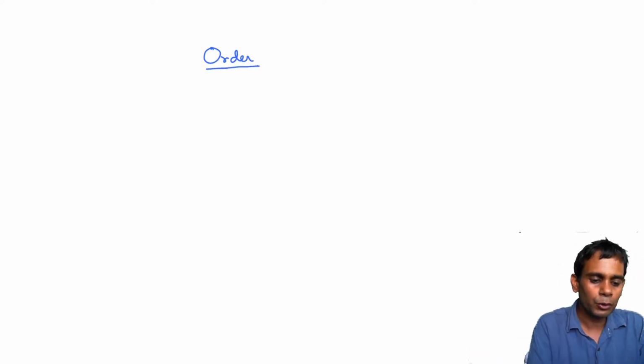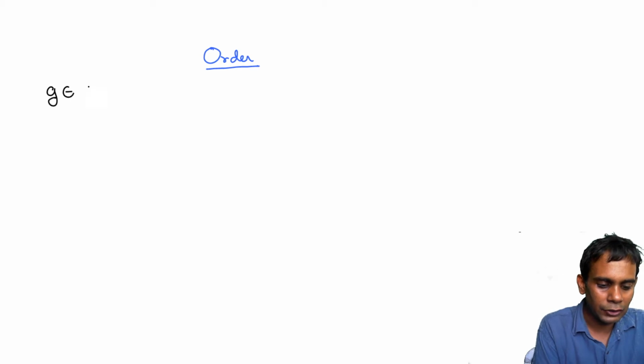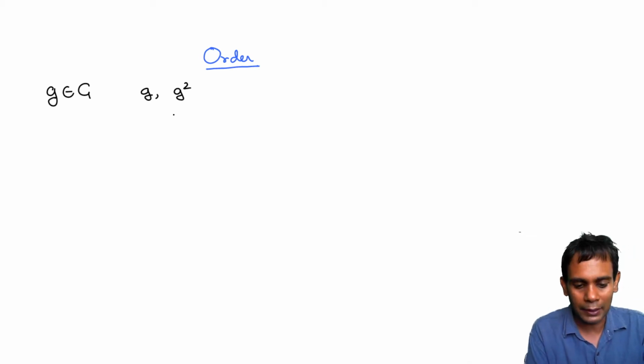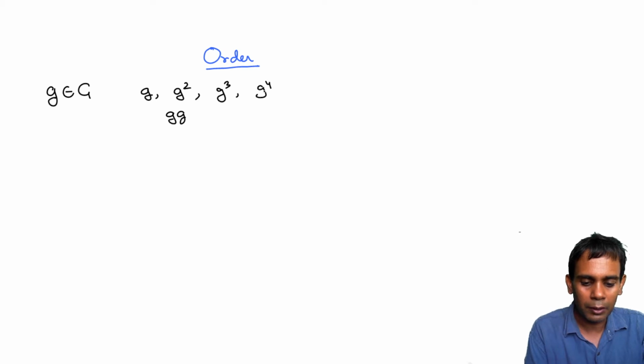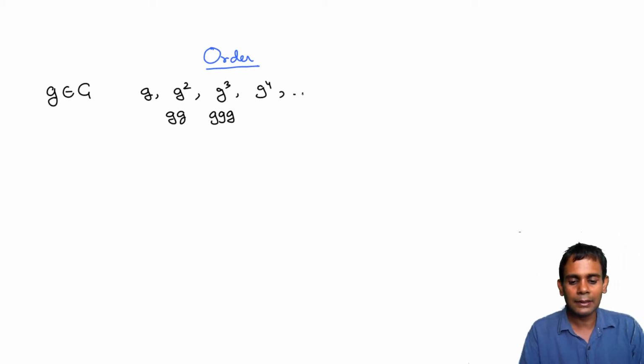One feature of elements in the group is their order. So let's see what this is. Suppose you have a group G and an element g in G. Then you can consider the sequence g squared. By g squared I just mean the element g times g, g cubed, g to the power 4. So this is g times g times g, this is g times g times g 4 times, and so on. So that's an infinite sequence of elements in the group G.